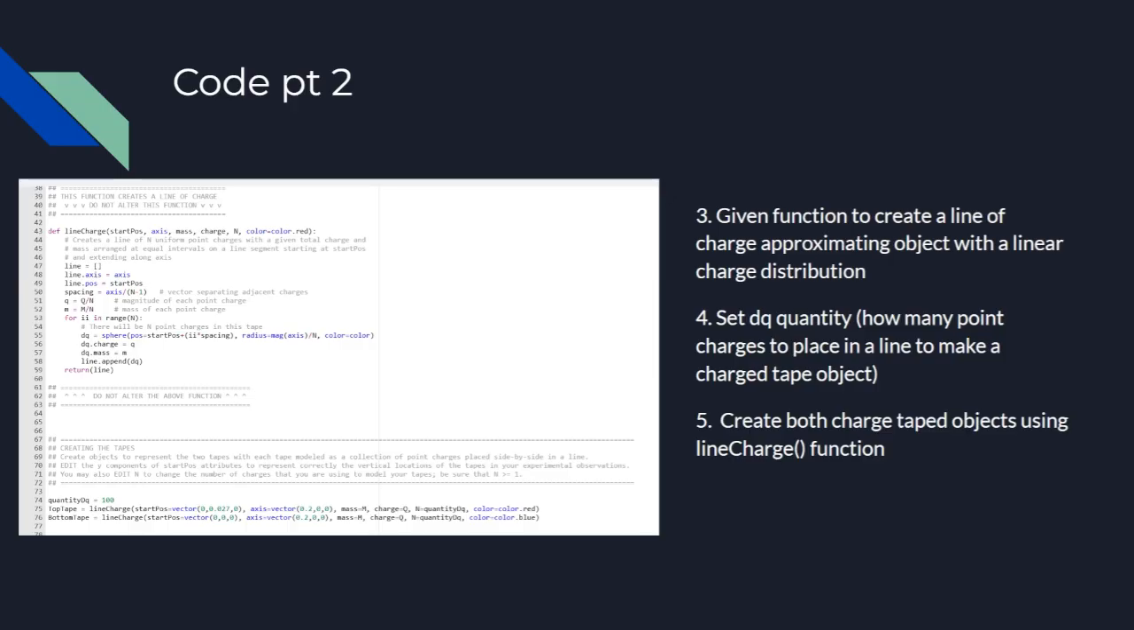In this case, that was the tape. I set the DQ quantity, how many point charges to place in a line to make a charge tape object. I then created both charge tape objects using a line charge function.